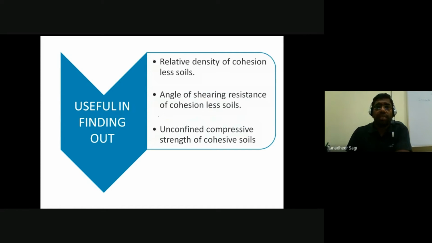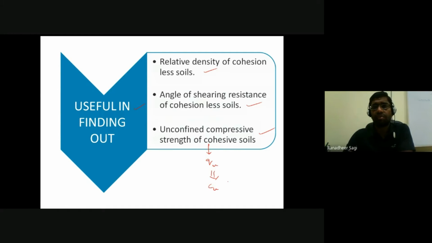This SPT test is useful in finding out the relative density of cohesionless soil, or the angle of shearing resistance of your cohesionless soil. It can also be useful in determining the unconfined compressive strength of your cohesive soil. Unconfined compressive strength is nothing but qu. From the qu value, one can find out the cu value, that is, the undrained cohesion value of that cohesive soil.